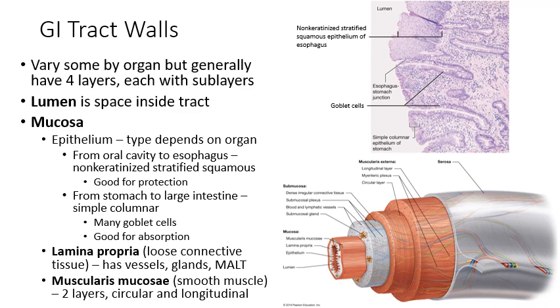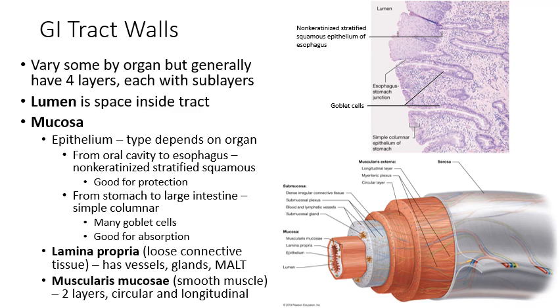So the space inside the GI tract is always called the lumen, which is the same as the space inside the blood vessels, also called the lumen. Generally, the space inside of a hollow organ could be called the lumen. Then the innermost layer is the mucosa, which has 3 sublayers within it. First, you have the epithelium, so that's the actual innermost sublayer. Then you have the lamina propria, then the muscularis mucosae.